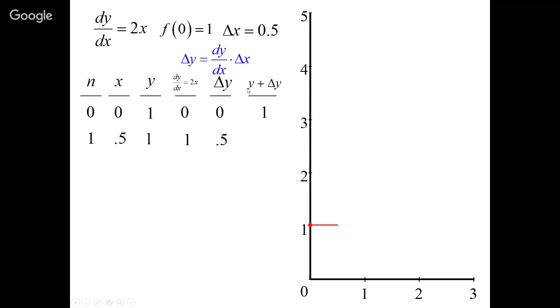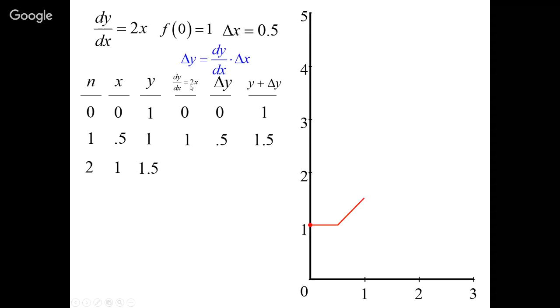So my new point is going to be, I add 0.5 to x, which would be 1. And then I'm going to add delta y to y, and I'm going to get 1.5. So that's going to be my new point, 1.5. So we're going to graph that. There it is, 1.5. And I'm going to do the iteration one more time.